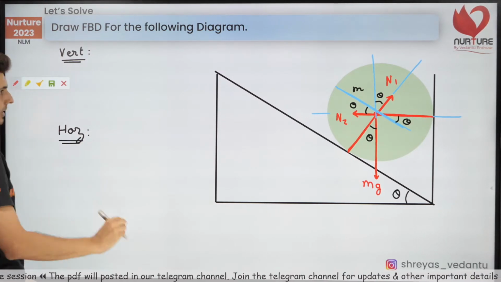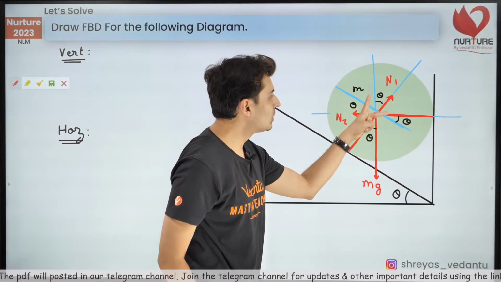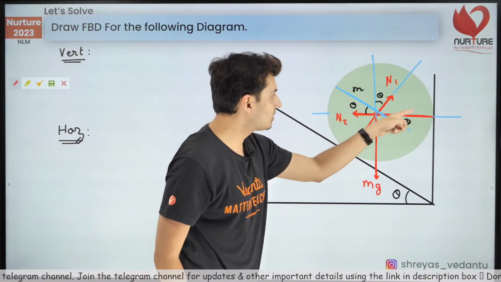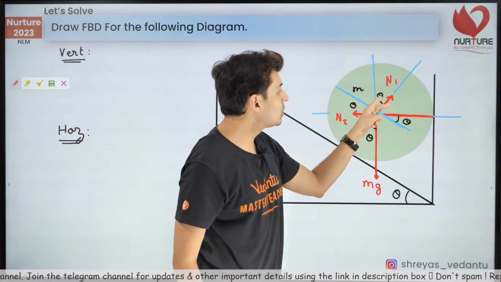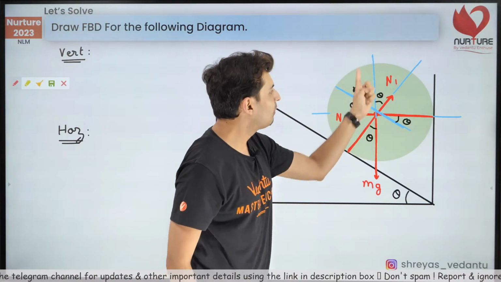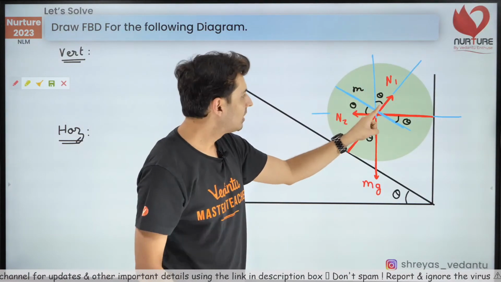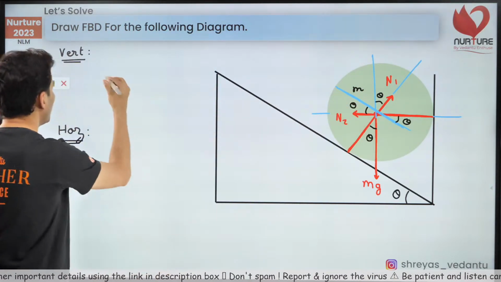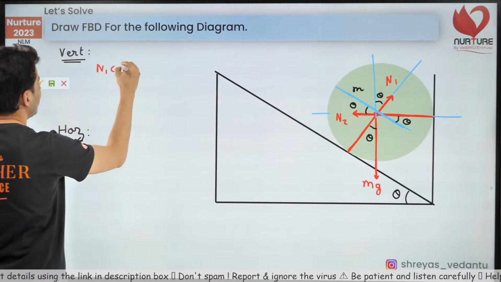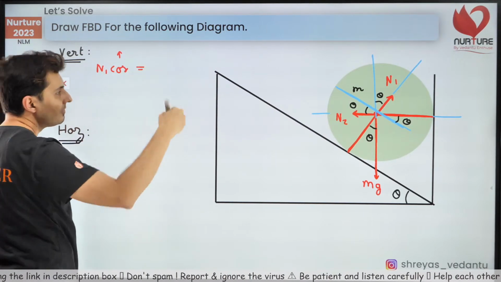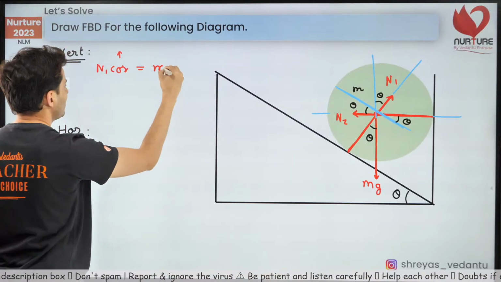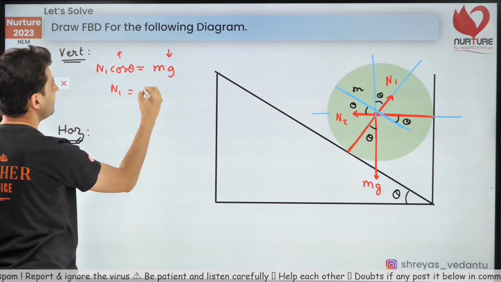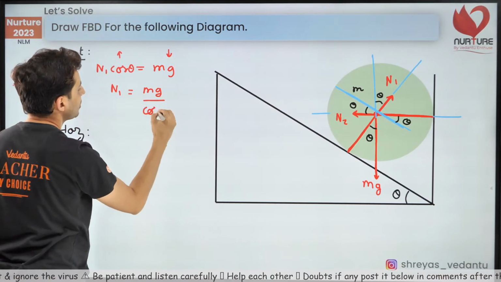In the vertical direction, normal has one component. In the horizontal, it has the other component. What are the two components of normal? What is the upward component? Is it cos or sine? Look at this. This is a closer one. Close, cos, pass. So N1 cos theta, which is upwards, will be balanced by mg, which is downwards. So therefore N1 will be mg by cos theta.